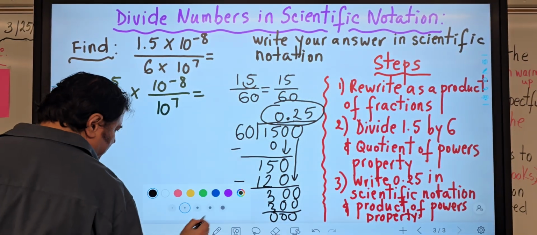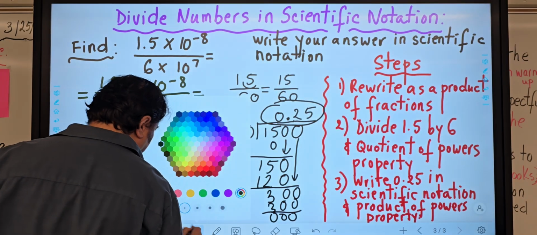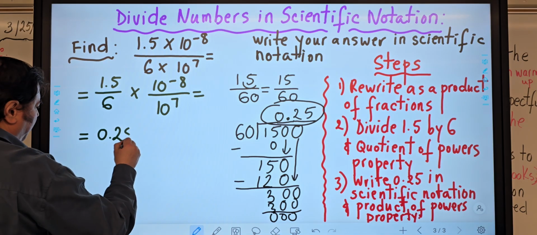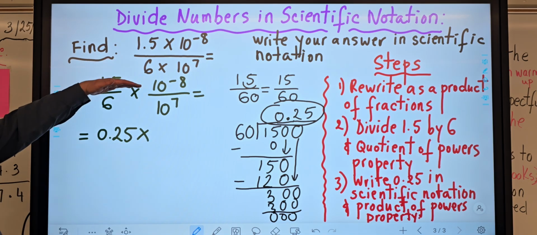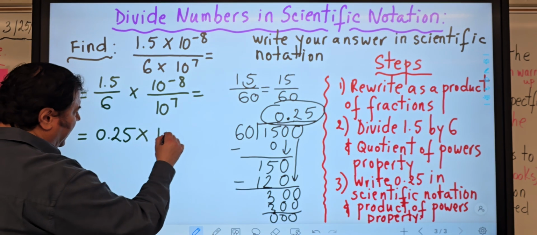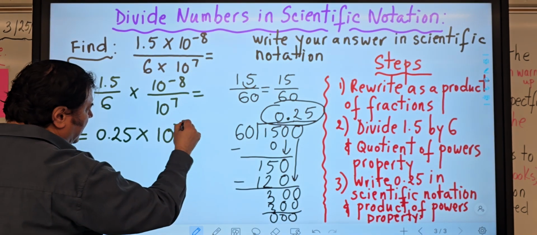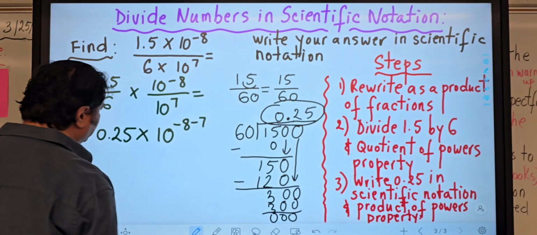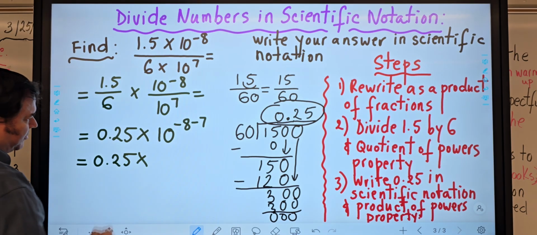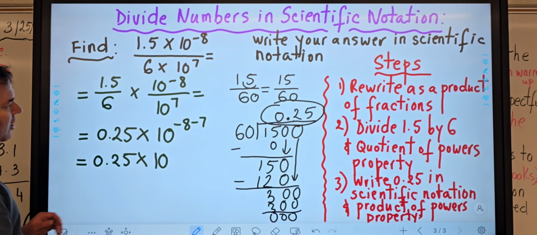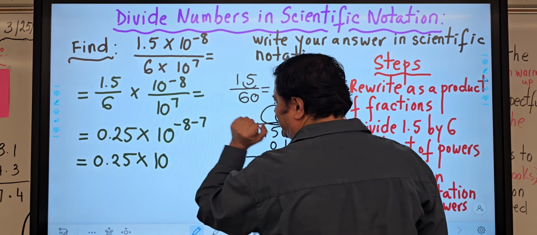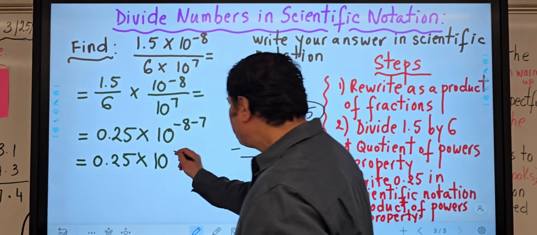So this becomes 0.25 times, and now let's use the quotient of power property. Quotient of powers property is telling us that we keep the base and we subtract the exponents. So negative 8 minus 7. And let's see what we get. 0.25 times 10 to the power of, okay, negative, and negative 8 minus 7 becomes negative 15.